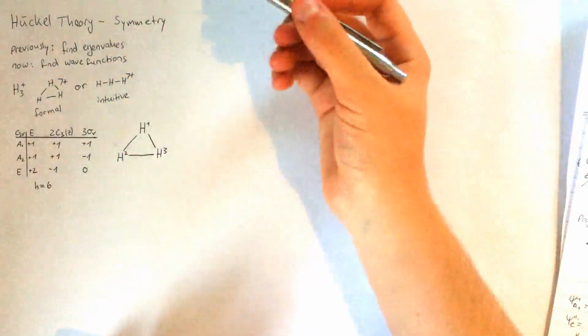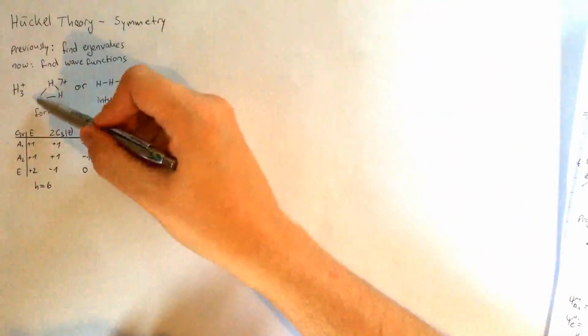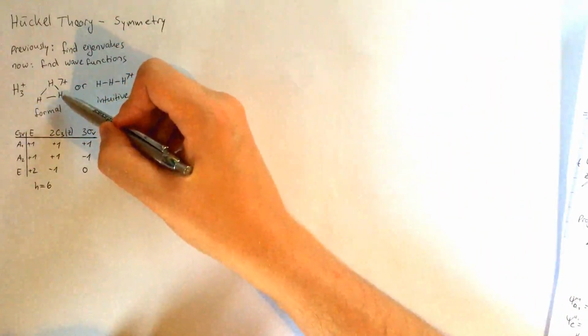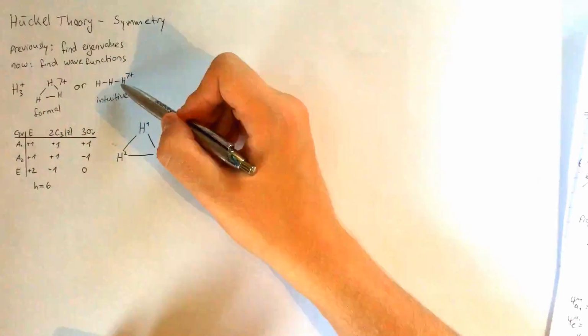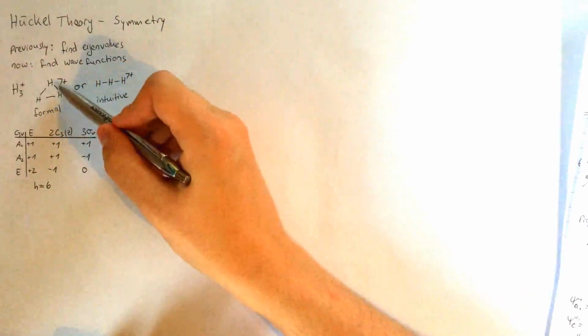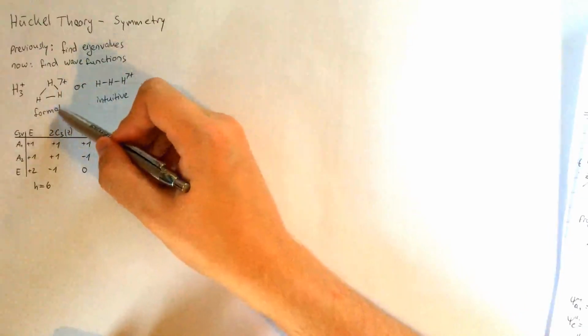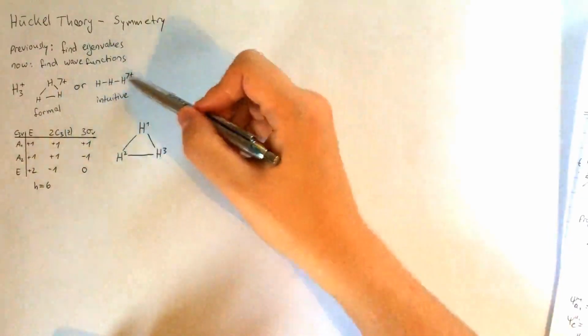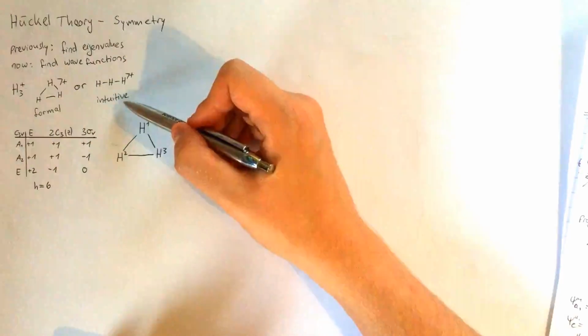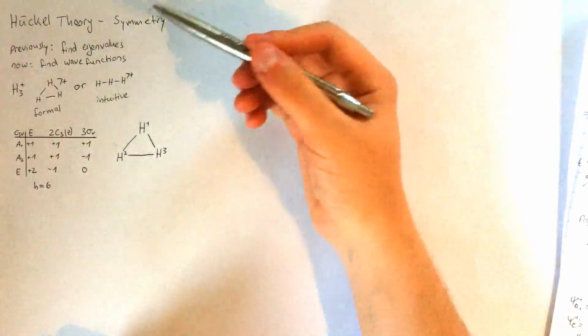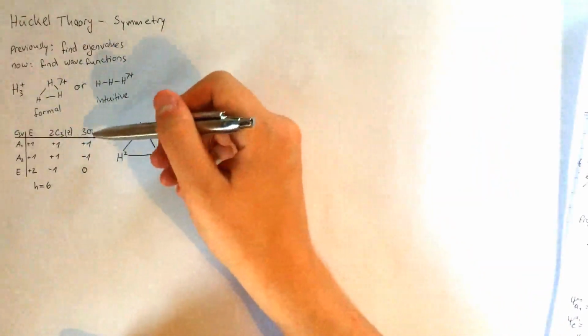The question is, does H3+ take a triangular form like this or a linear form? And I'm going to show you two ways. The triangular form I'm going to analyze using a formal way, and for the linear case I'll use the intuitive way. What we'll need is the character table for C3V.